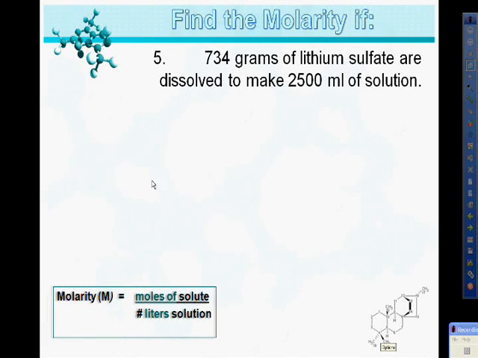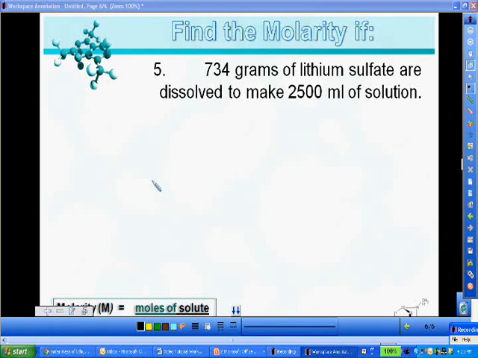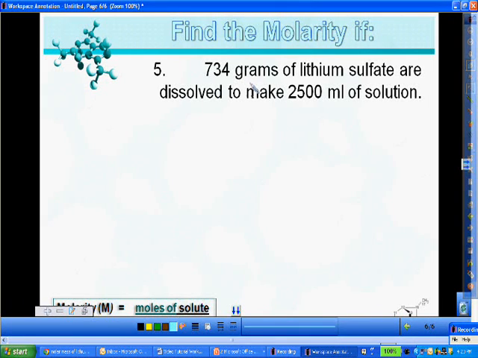Problem number 5. 734 grams of lithium sulfate are dissolved to make 2,500 mL of solution. So we see two things that we have to convert. We have grams, and we need to get this to moles. Also here we have milliliters, and we know that it's over liters of solution. So we're going to convert these just as one long problem.